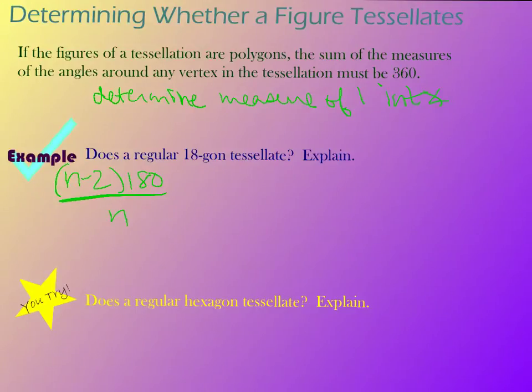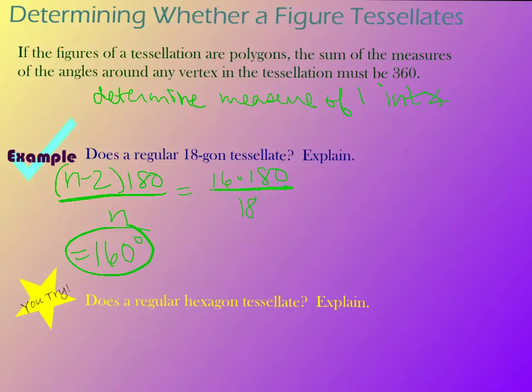So in this example for an 18-gon, our formula is n minus 2 times 180 divided by n. So you got to think all the way back to that chapter. So I have 16 times 180 divided by 18. If I put that into my calculator, 16 times 180 divided by 18, I get 160. So 160 degrees is the measure of one interior angle.